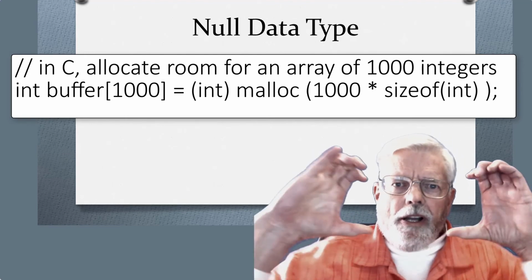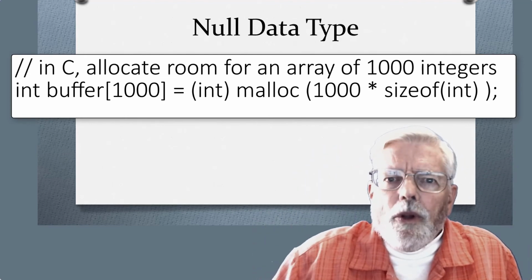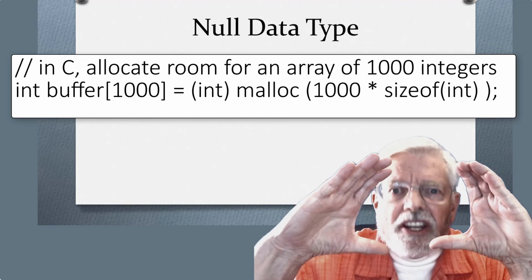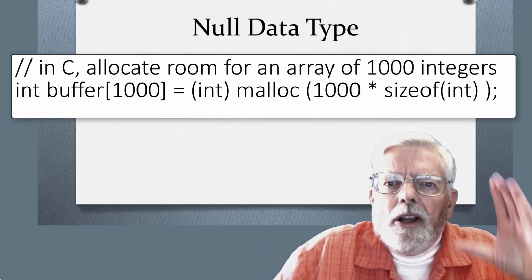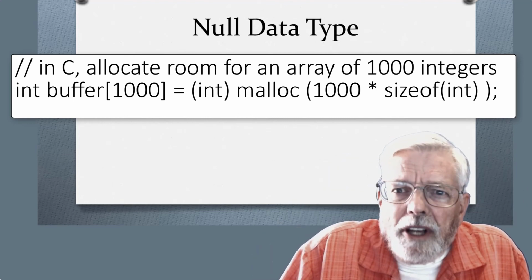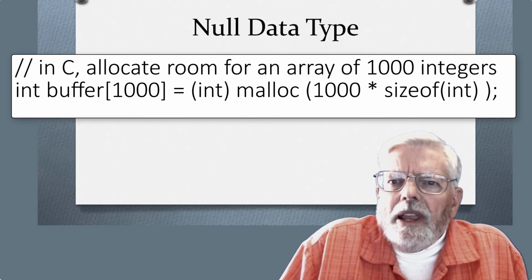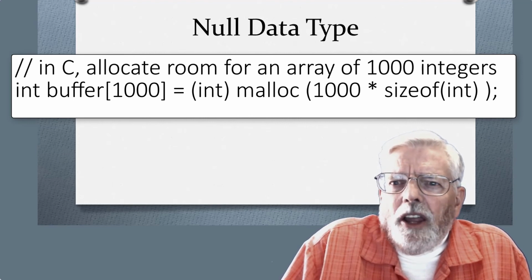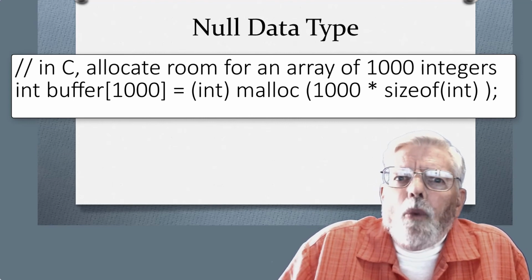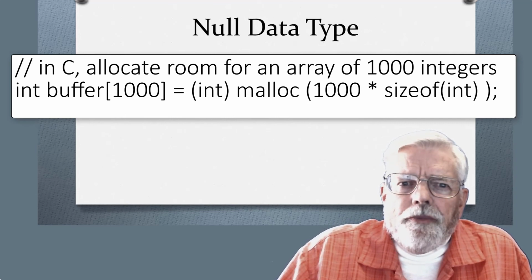Int buffer 1000 equals typecast int malloc 1000 times size of int. In C, allocate room for an array of 1000 integers.